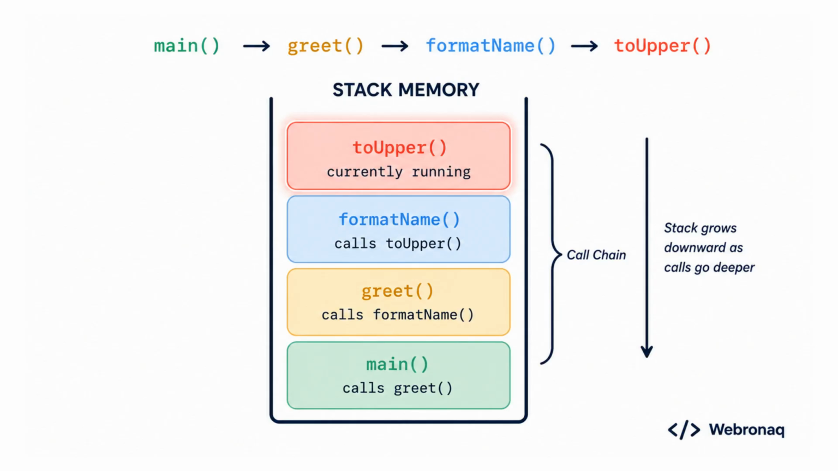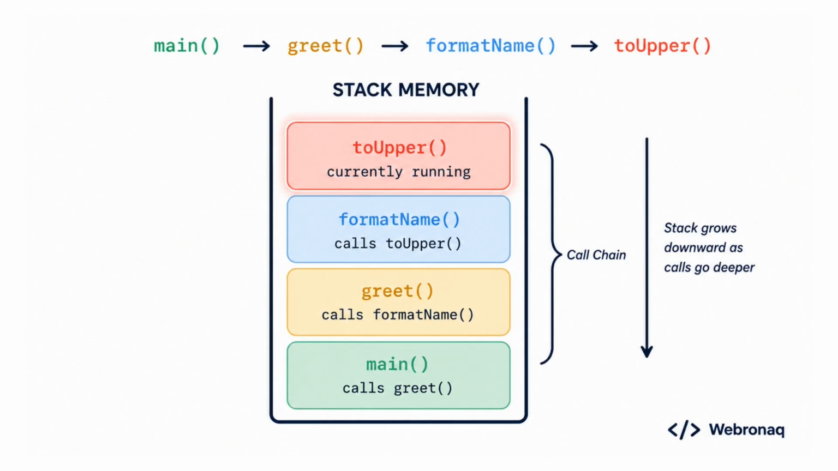Let's say main calls greet. While greet is running, it calls format name, and format name calls to upper to convert the name to uppercase. So we now have 4 function calls active at the same time. Look at the stack. Every single one of those calls has its own frame, neatly stacked on top of each other in the exact order they were called. Main is at the bottom because it started first. To upper is at the top because it was called most recently, and it's the one currently running.